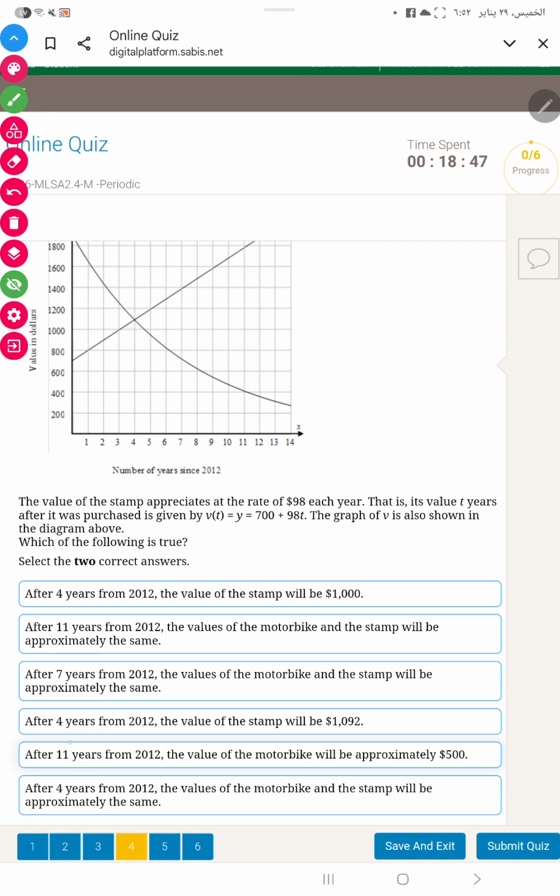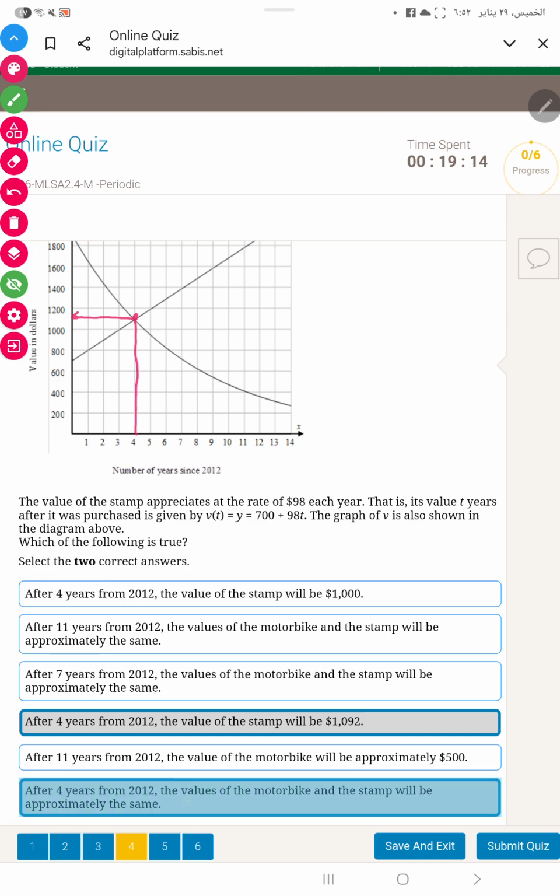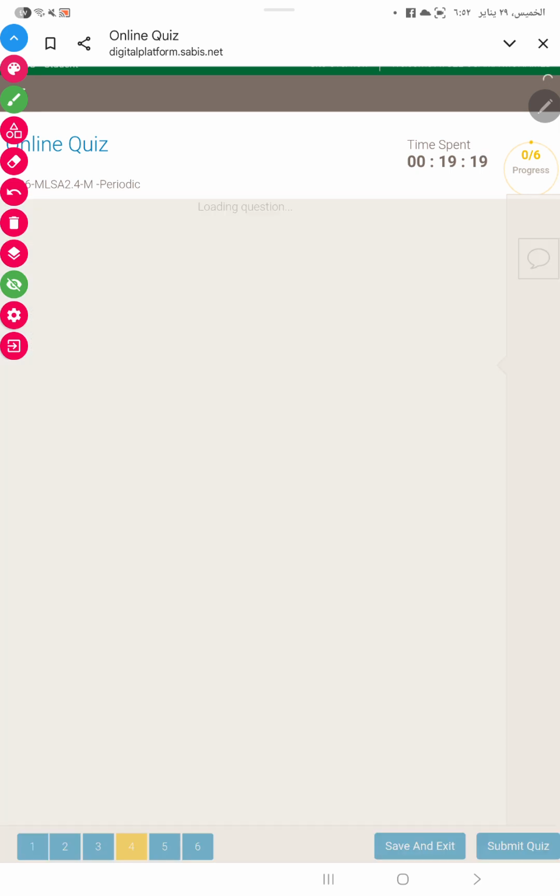Here you have after 4 years from 2012, the value of the stamp will be 1092. This is absolutely correct. 4,000. The value is almost 1092. This is correct. And also the value of both of them is the same after 4 years, which means also this would be a correct option. Number 5 now.